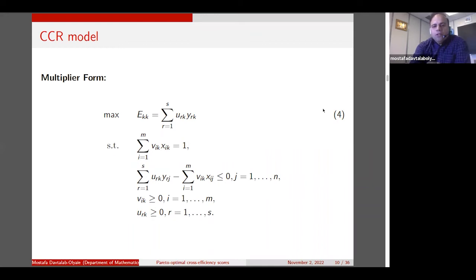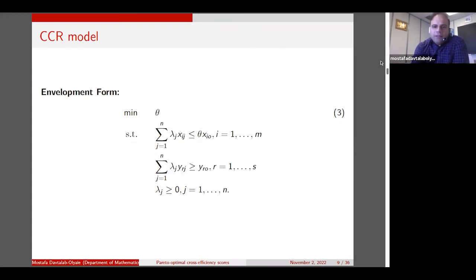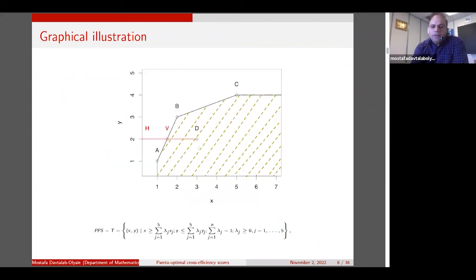First, the optimal solution of this model provides the gradient of the hyperplane passing through the projection point of the DMU under evaluation. If I go back to the figure, consider DMU-D. We evaluate DMU-D with the multiplier form. The optimal solution is u star and v star. The vector of u star and v star is, in fact, the gradient of the hyperplane passing through point V, the projection point of D. So the multiplier model gives us the gradient of the hyperplane passing through points A and B.